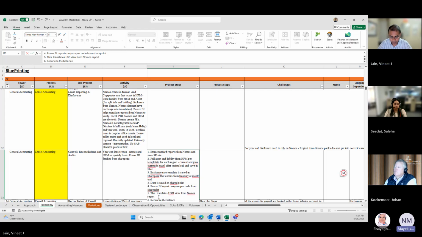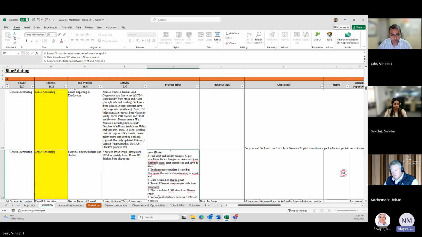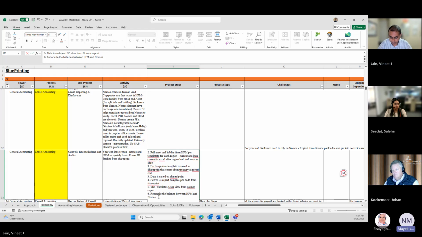The balances don't agree 100%, obviously, because of system differences, but we investigate differences that are above 2 million USD. That for us is material. If we find that HFM agrees to NOMOS within the range of 2 million USD, then we're fine. What is the threshold again? 2 million USD and more, you investigate. Correct. In US dollars. Yes.